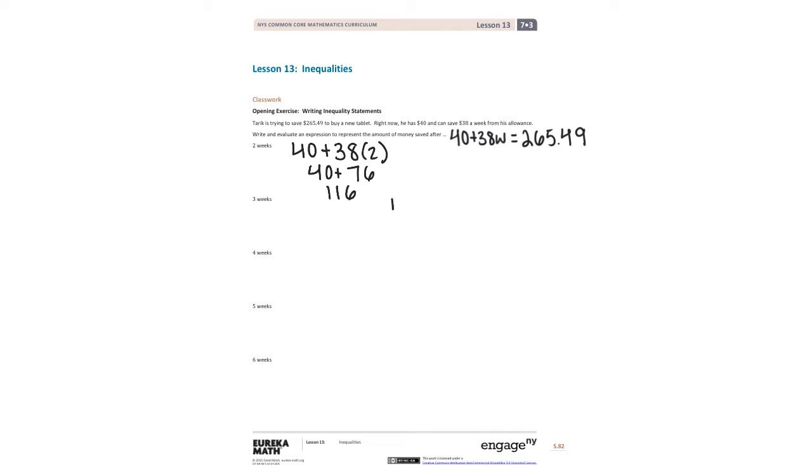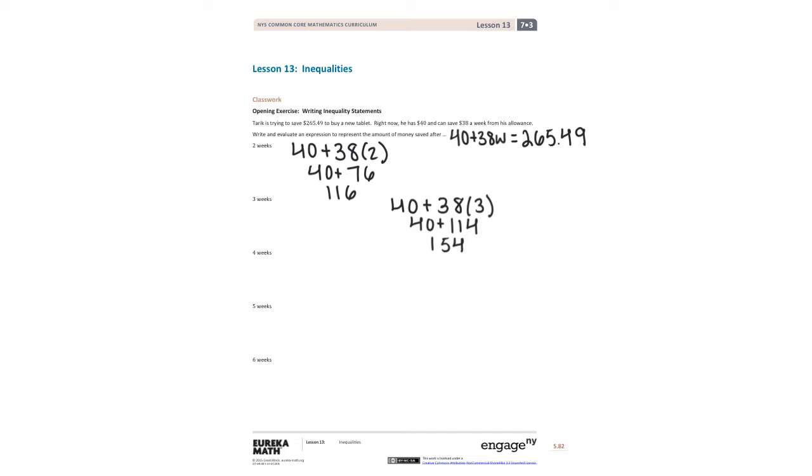I have 40 plus 38 times 3 for the 3 weeks. Now take your calculator, 38 times 3, and that's going to give us a total of 114. So now we have 40 plus 114, and by using your calculator, that's going to give us a total of 154. All right, let's go to 4 weeks.